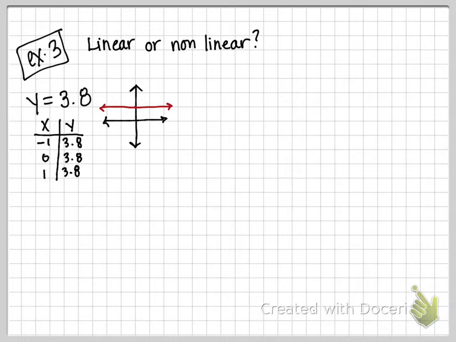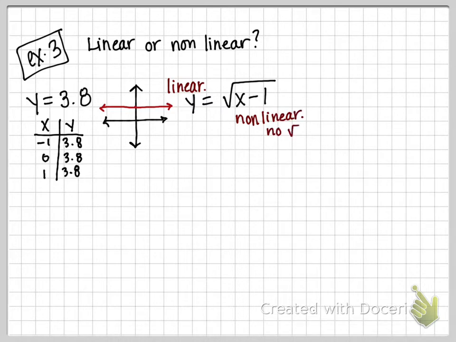So is this y equals 3.8 linear or non-linear? Linear, right? Because the graph is a non-vertical line. So this is linear. If it were vertical, it would be non-linear, not a function. What about this function? y equals square root of x minus 1. Non-linear. Why? Because there are no square roots. Good. We cannot have any square roots with a variable underneath. So that would be non-linear.